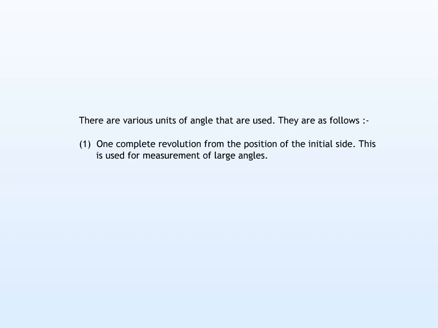There are various units of angle that are used. They are as follows. 1. One complete revolution from the position of the initial side. This is used for measurement of large angles. 2. Degree measure, and 3. Radian measure.